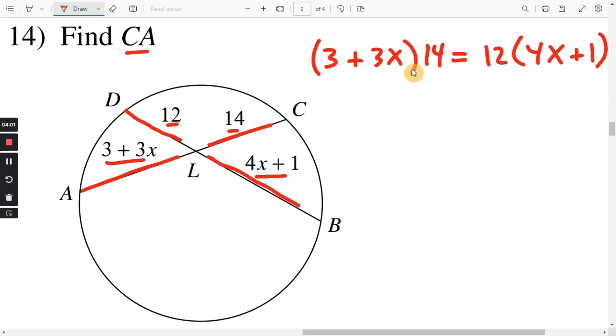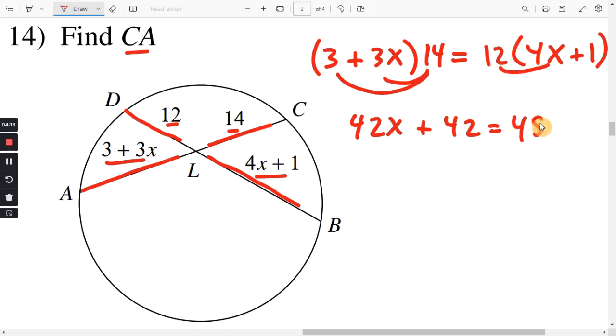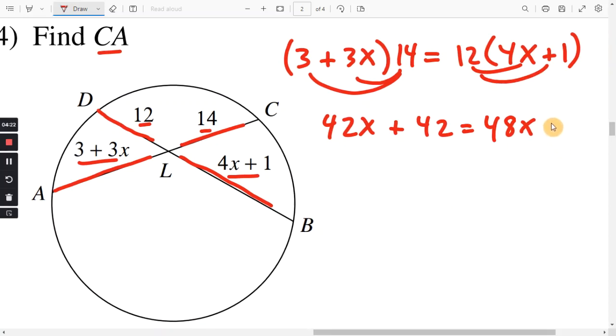Okay, distributing. 14 times 3x, that's going to be 42x. And 14 times 3 is just 42. 12 times 4x is 48x. And 12 times positive 1 is positive 12. All right, variables on one side, numbers on the other. I'm going to get rid of positive 42x by doing the opposite, negative 42x, to both sides.